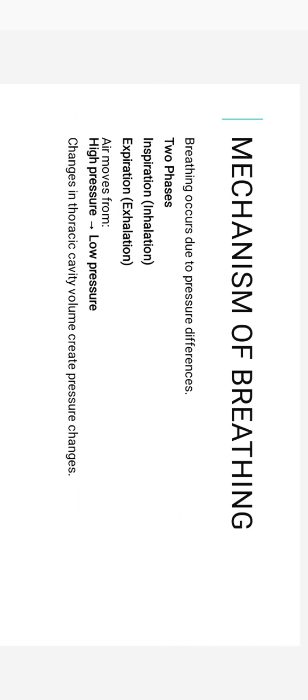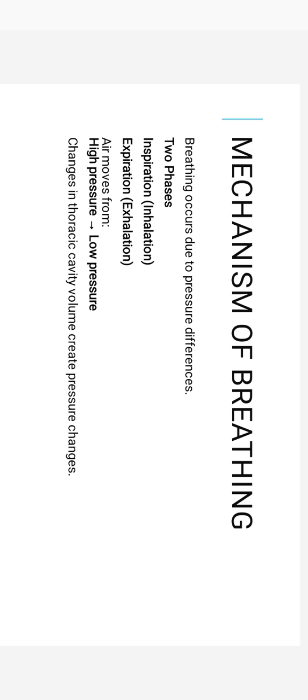Next, mechanism of breathing. Breathing is the process by which air moves into and out of the lungs. This movement occurs mainly due to pressure changes inside the thoracic cavity. Air always moves from an area of high pressure to low pressure. When pressure inside the lungs becomes lower than atmospheric pressure, air enters the lungs. When lung pressure becomes higher than atmospheric pressure, air moves out.